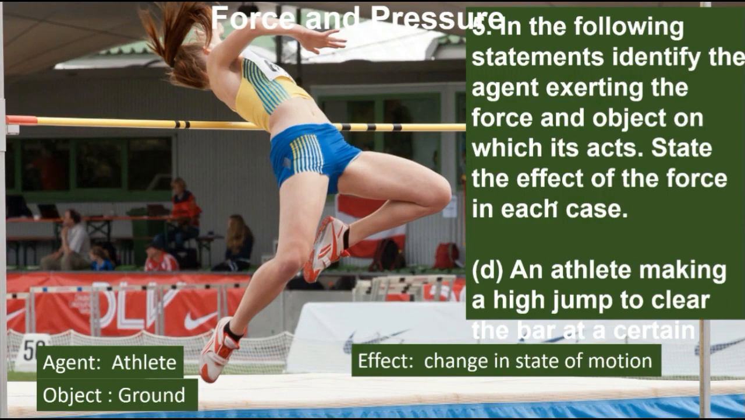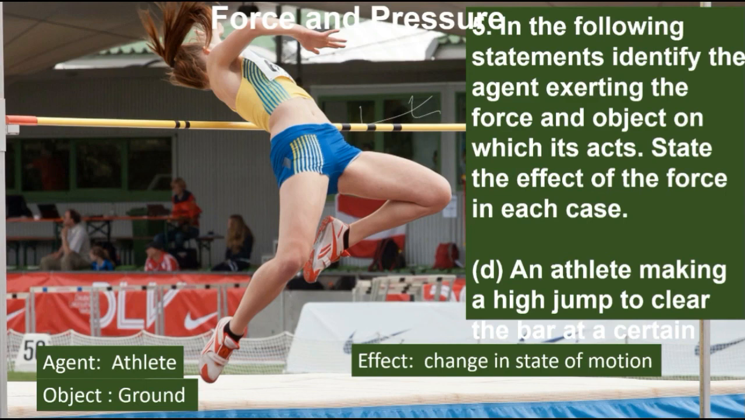force and pressure. The next one is an athlete making a high jump to clear. An athlete making a high jump to clear. You all have seen and sometimes participated in the high jump event in school. What we do is take a run for some time, and then suddenly we push the ground. And when we push the ground vertically, our body gets up, right? And then when we jump up, we clear the bar. Okay, so this athlete is doing the same thing.